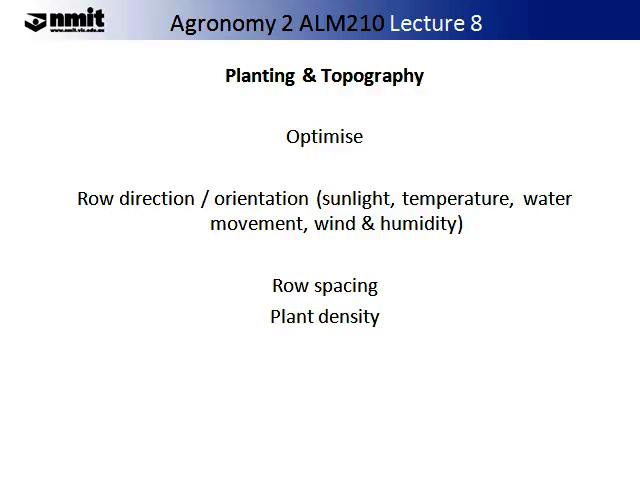Look at row direction and orientation. Where will your crops optimize sunlight, temperature? Think about the water movement. Will wind be a problem, and humidity? Row spacing can also be used to optimize these components, as well as plant density. In the case studies below, I will give one example of how modern GPS technology can enable optimal positioning of your crop.